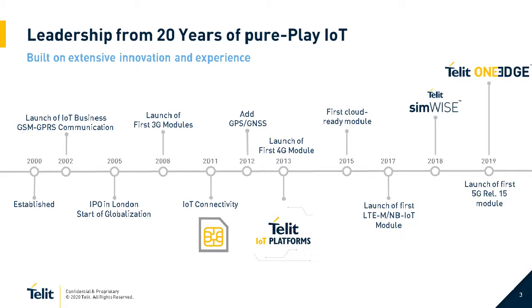Telit has been around since 2000 and before, and we've had a number of key technology developments, participating in what was previously known as the M2M space and has merged and evolved into IoT. Over time, on this timeline, you see we've added connectivity, IoT platforms, and other key technologies, culminating in 2019 with the launch of not just 5G modules, but our award-winning Telit OneEdge product line.